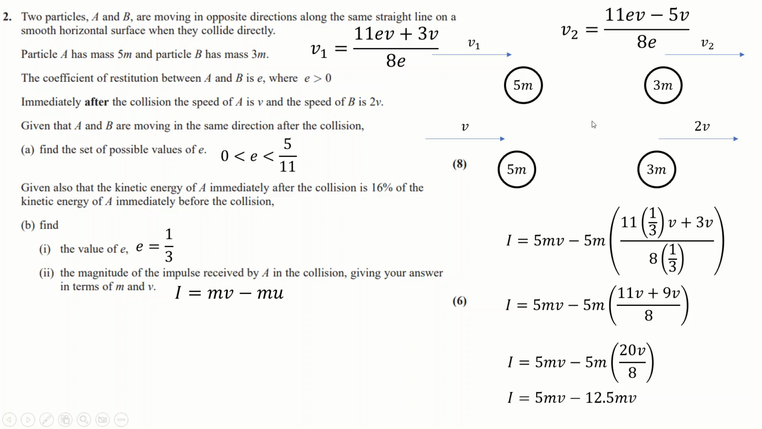Now that means that the impulse is going in this direction, which makes a lot of sense because the other particle is coming from this direction, so of course the impulse is going to be acting in this direction. But the magnitude of the impulse is just a positive number, just the size. So the magnitude is just 7.5 MV. So make sure you have that the right way round. If it's asking magnitude, it's just going to be a positive number.